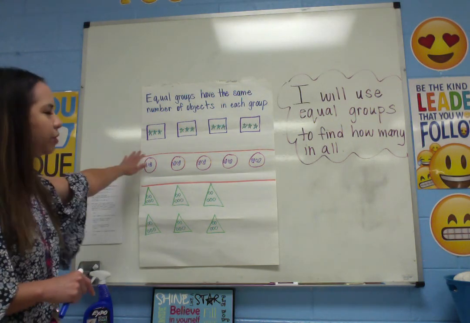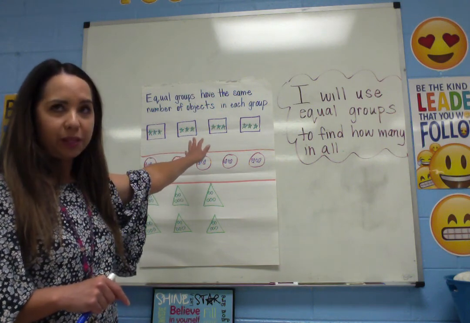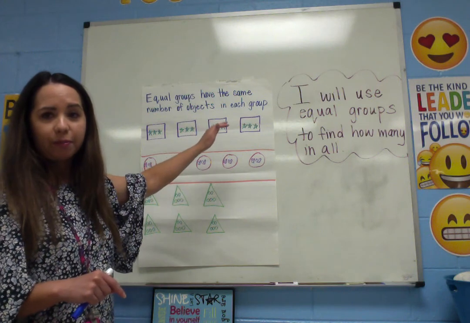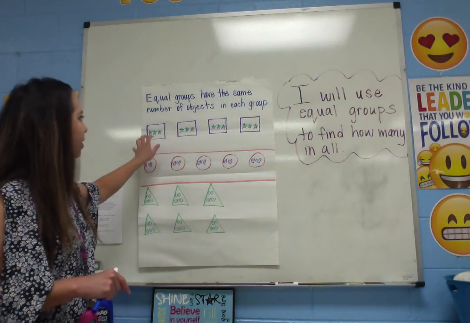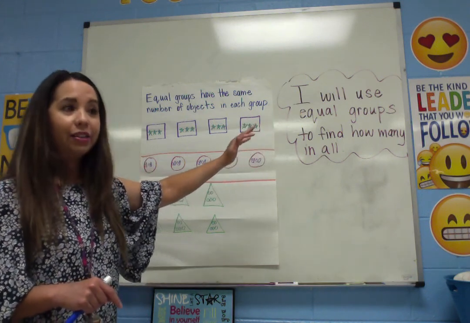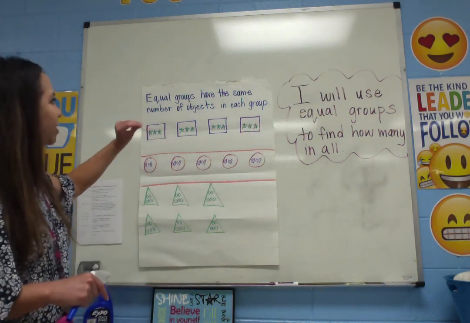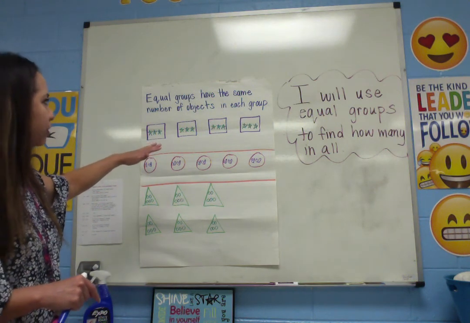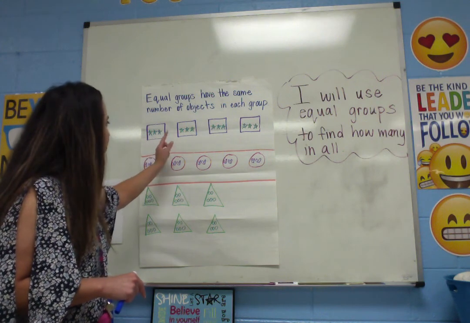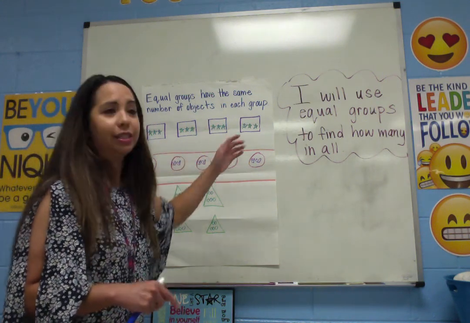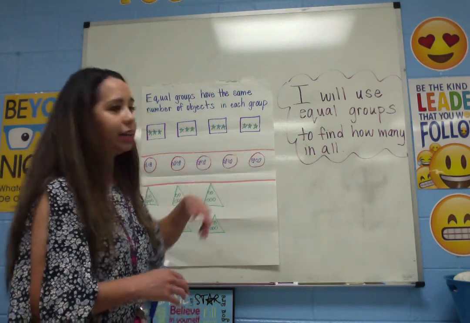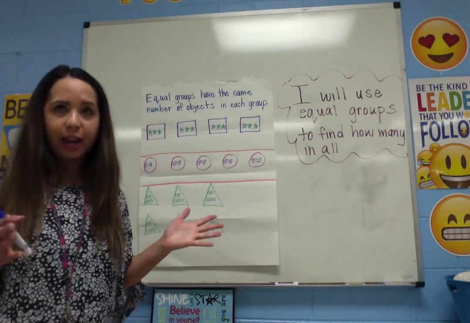Let's look at example 1 up here. My groups that I drew were squares. Those represent my equal groups. And as you can see, there are stars in each group. All right, and equal groups have the same number of objects. So stars represent the objects, and notice there are three stars in each group, okay? So again, here we have 4 equal groups.